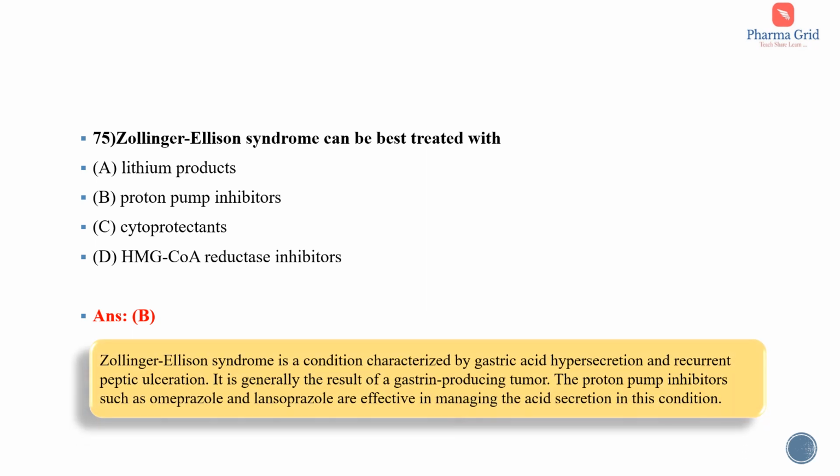So Zollinger-Ellison syndrome is a condition characterized by gastric acid hypersecretion and recurrent peptic ulceration. It is generally the result of a gastrin-producing tumor. The proton pump inhibitors such as omeprazole and lansoprazole are effective in managing the acid secretion in this condition.